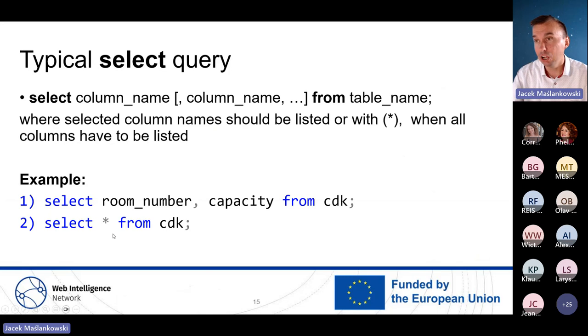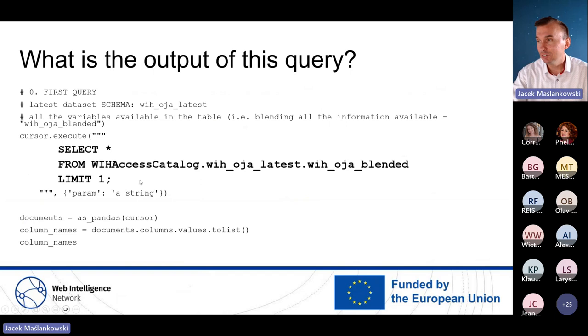But if you want to select all columns, which is not recommended in OJA because the tables are very, very huge, you will see in a few moments on the next slide that when we execute the next command, there are so many columns that in this Datalab it's not possible to see all of them at one time. We have to limit the number of columns, like this: room number, capacity. And now it's something different from what I recommended, because we will select all columns from this blended table.